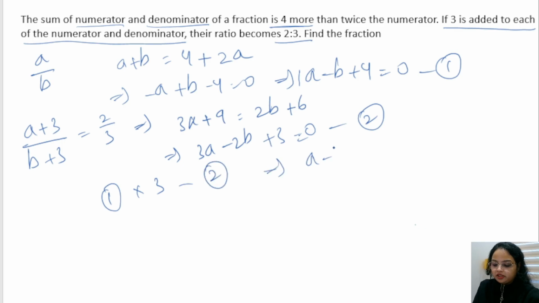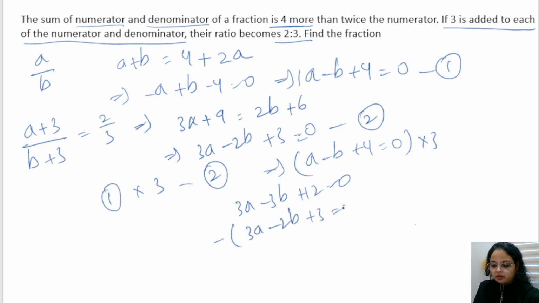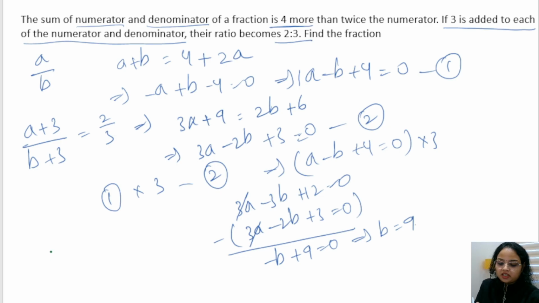See here, A - B + 4 = 0 times 3, I will get 3A - 3B + 12 = 0. I will subtract the second equation, 3A - 2B + 3 = 0. 3A and minus 3A will be cancelled. Minus 3B plus 2B is minus B, plus 12 minus 3 is plus 9 equal to 0. Here I'll get B = 9.